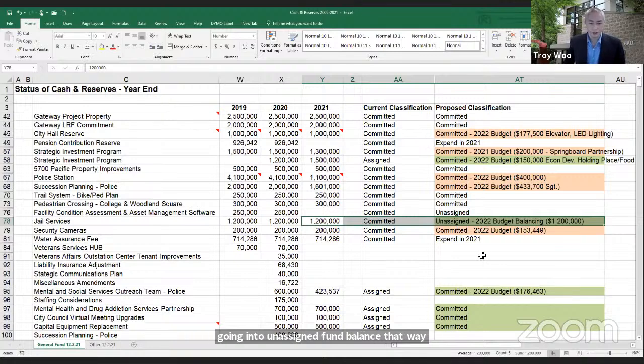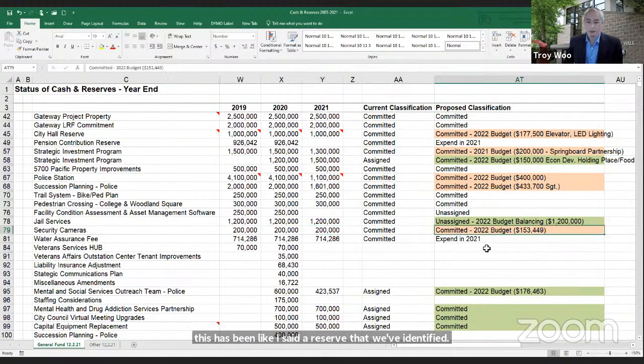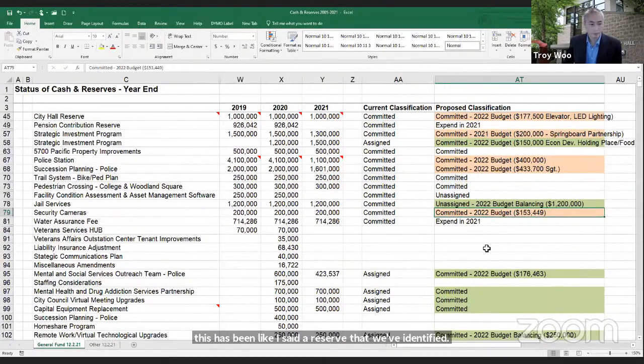Security cameras, this has been a multi-year project throughout the city in terms of city facilities and parks. This has been, like I said, a reserve that we identified a number of years ago. The 2022 budget does include about $154,000 of this reserve being used.